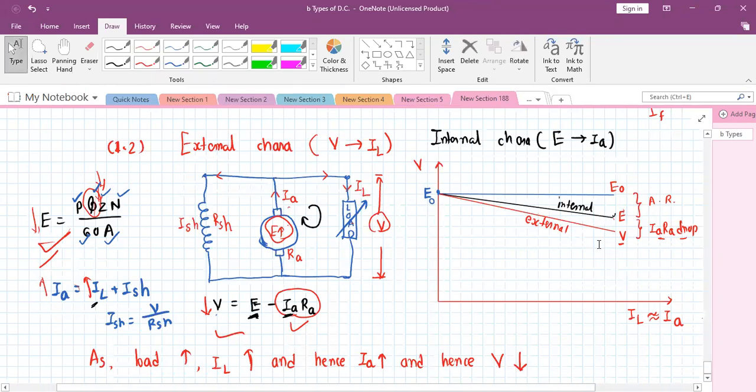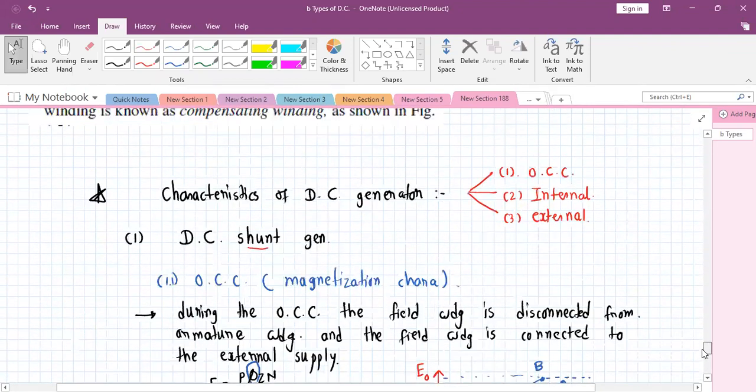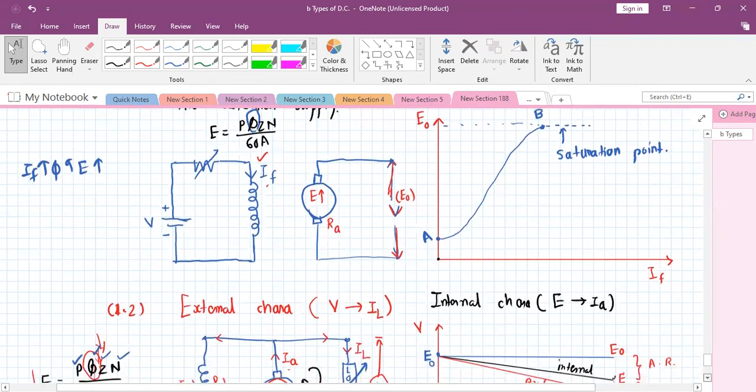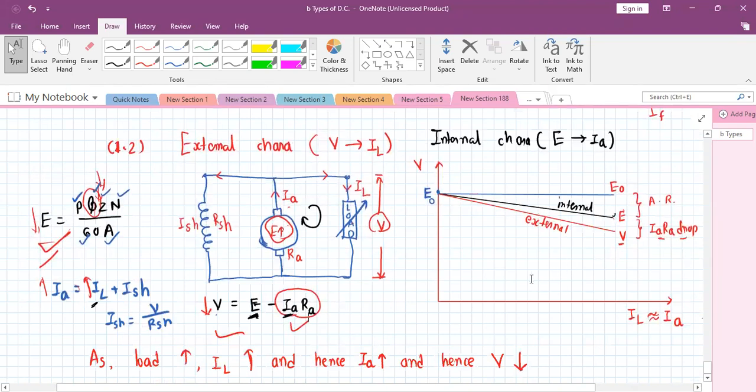Okay, so this is about the internal characteristics, external characteristics, and OCC of a DC shunt generator. Carefully see over here. If it is asked in examination to explain the characteristics of a DC shunt generator, OCC, internal and external, you have to draw the OCC and give the explanation according to that. Then you have to draw both, external and internal, simultaneously in the same graph. Is it clear?